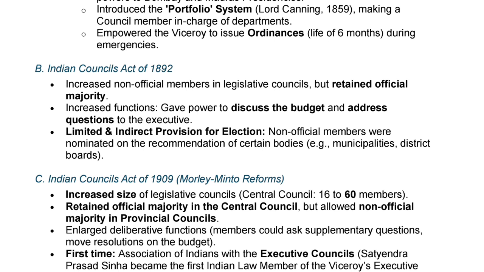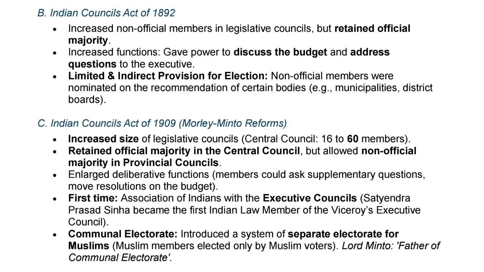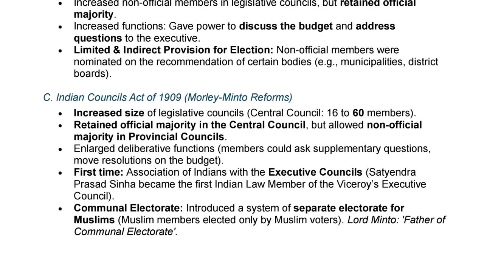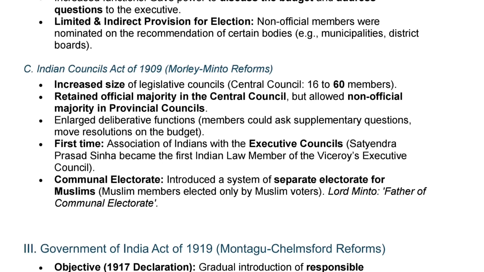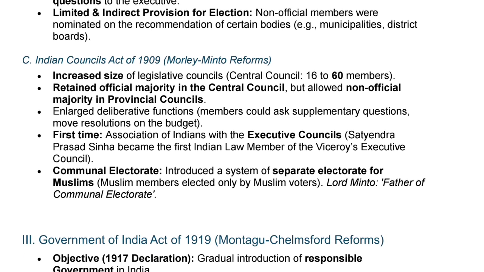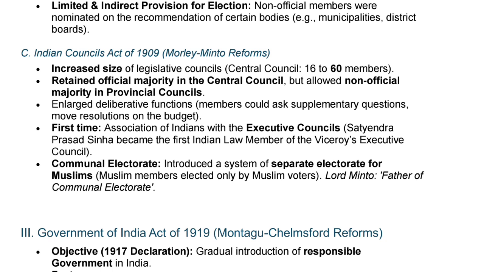B. Indian Councils Act of 1892 increased non-official members in legislative councils, but retained official majority. Increased functions, gave power to discuss the budget and address questions to the executive. Limited and indirect provision for election, non-official members were nominated on the recommendation of certain bodies, example municipalities, district boards.